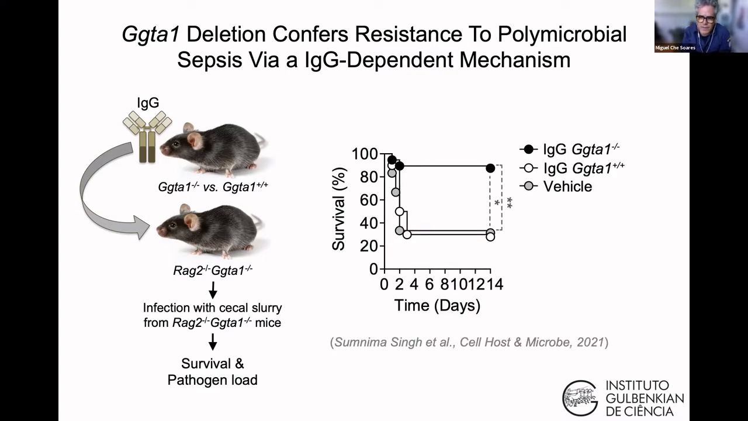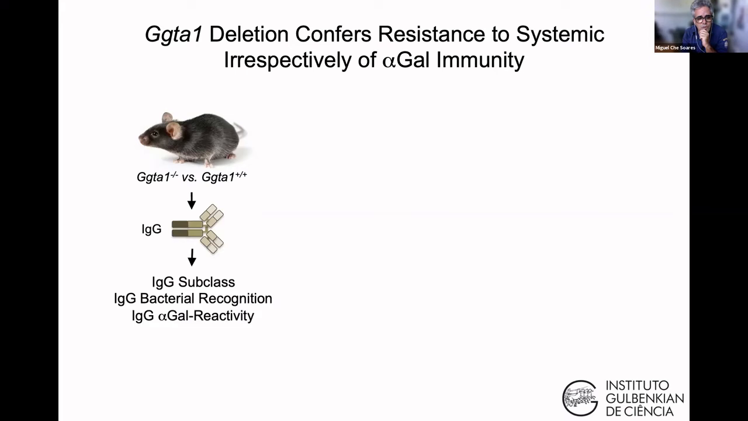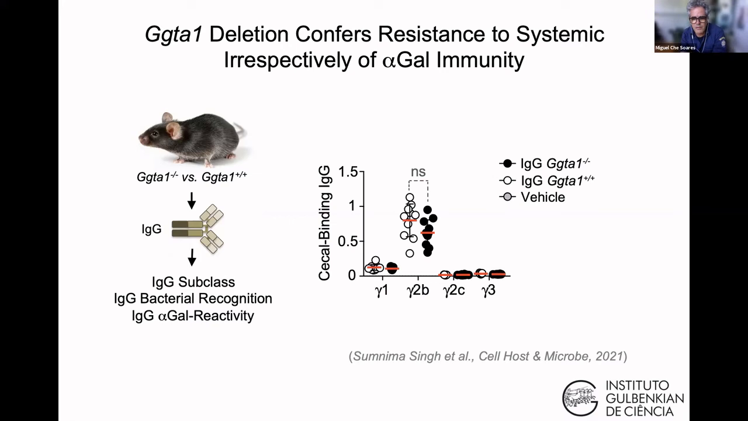And the effects were very dramatic. So the antibodies that were coming from the animals protected against sepsis are very protective, the IgGs, and the other ones are not protective compared to a control. So there's something special about these antibodies. So we took the antibodies and we went on and analyzed different aspects: IgG subclasses, ability to recognize bacteria, or ability to recognize alpha-gal.